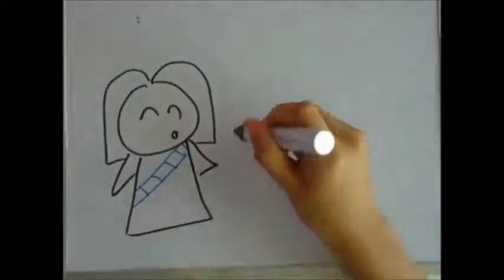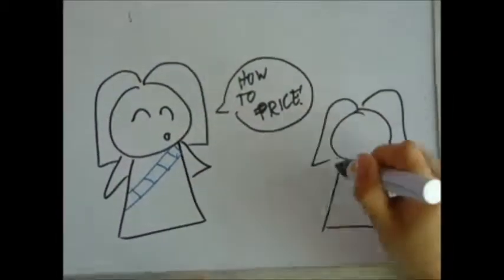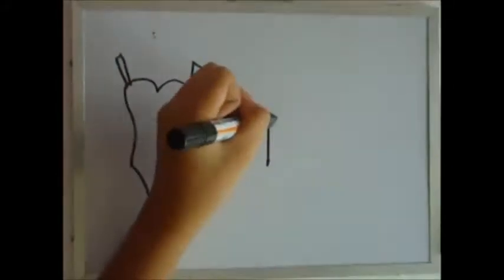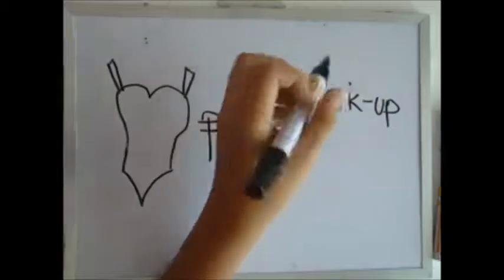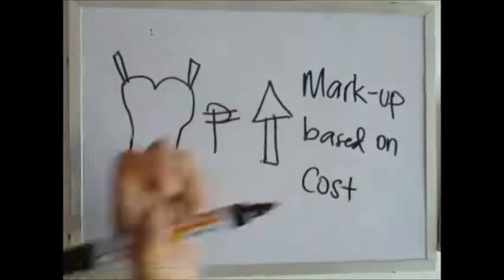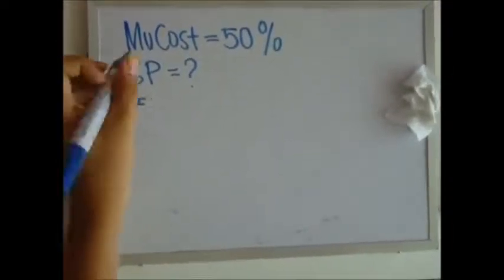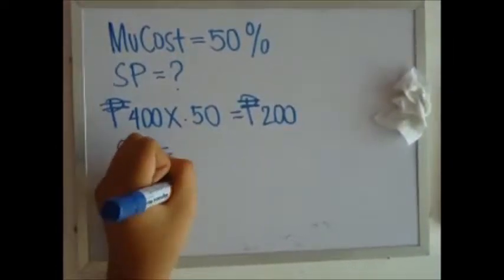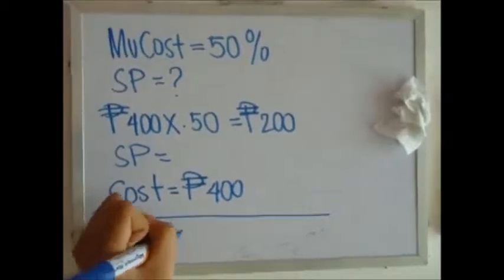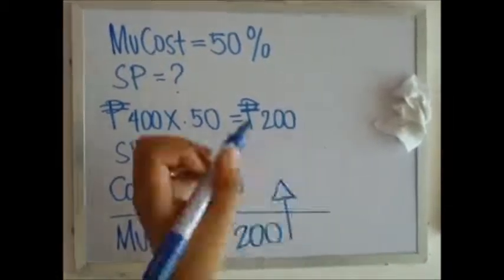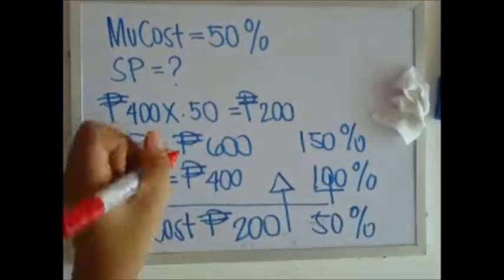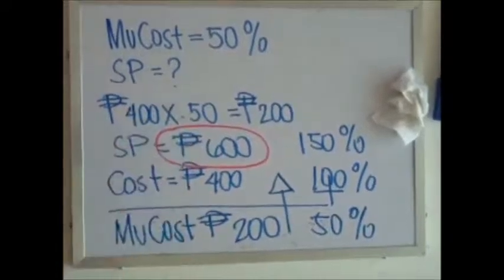To help me know how to make our business profitable, my parents first educated me on the basics of pricing. And because it is summer season, my parents decided to increase the price of our product by using markup based on cost. And our markup is 50% of the cost. So to get our selling price, I multiply 400 pesos by 50%, which is our markup cost, and that results to 200 pesos. And then I add 200 pesos to 400, which is our unit cost. So we get a selling price of 600 pesos.